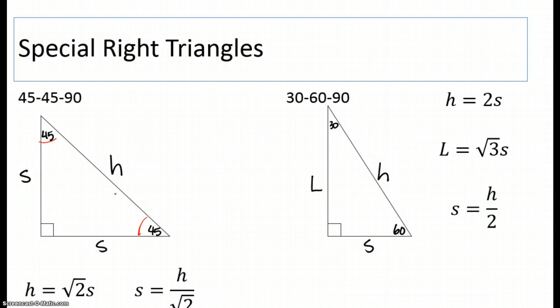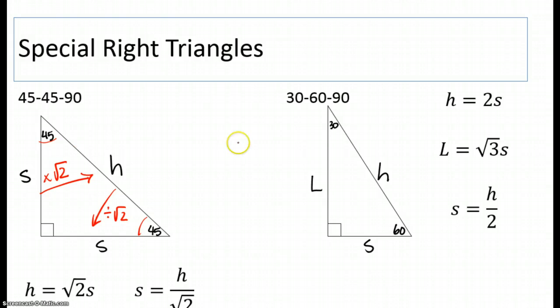So always, instead of just memorizing here, think about it this way. The side length is becoming longer. So if you want to make something longer to go from here to here, we are multiplying by root 2. Well, to go from the hypotenuse to the side length, we're making something smaller. So to go this way, we're dividing by root 2.